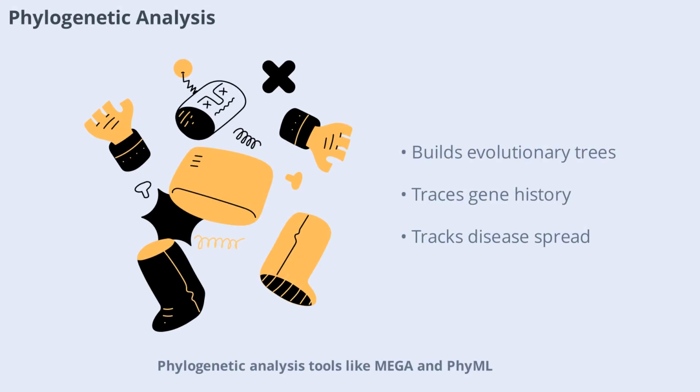Phylogenetic analysis tools like MEGA and PhyML help researchers build evolutionary trees. These trees show how different organisms are related and trace the history of genes. By analyzing genetic similarities and differences, scientists can uncover the origins of species and track the spread of diseases. Phylogenetics is a powerful application of bioinformatics.